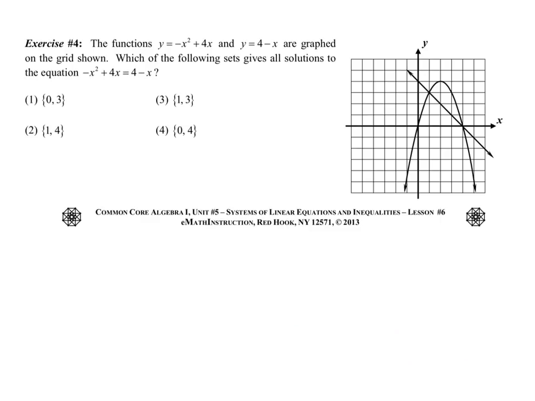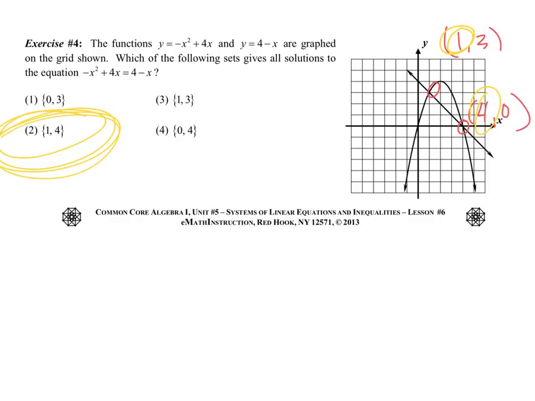Our last one. The functions y equals negative x squared plus 4x and y equals 4 minus x are already graphed on the grid shown. Which of the following sets gives all solutions to the equation of those two being equal to each other? So we need to find, okay, where do they cross? Well, this point is at 1, 3, and this point is at 4, 0. So what are the x's in those? Well, the x is 1, the x is 4, so the one that has 1 and 4 as the x is going to be 2.